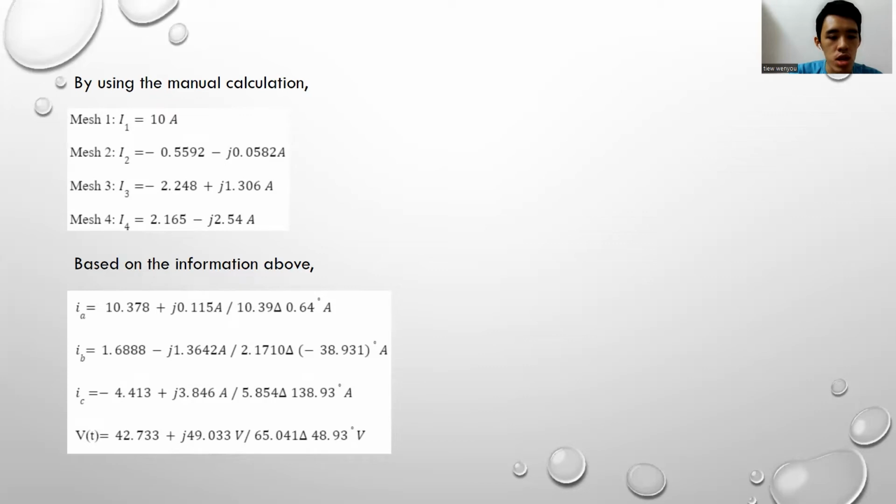For VT equal to 42.733 plus j times 49.033 volt, or we can say 65.141 angle 48.93 degree volt.